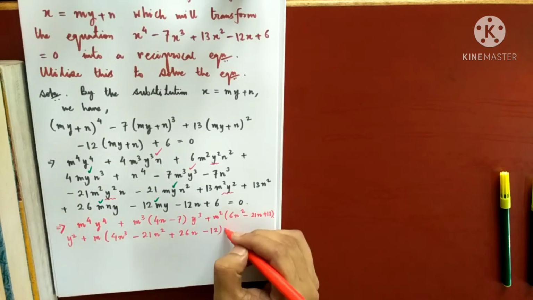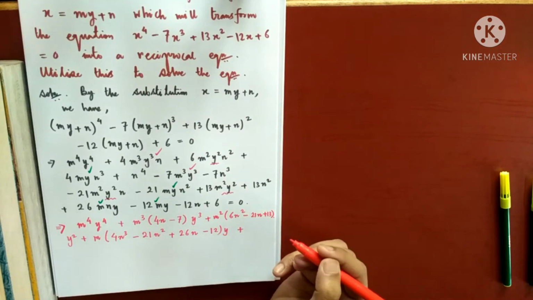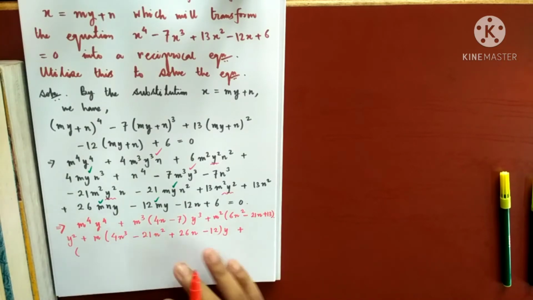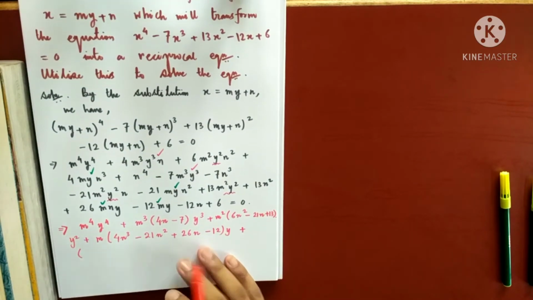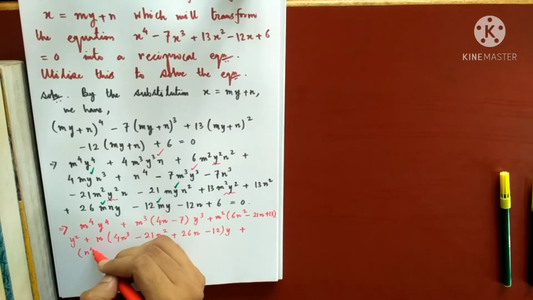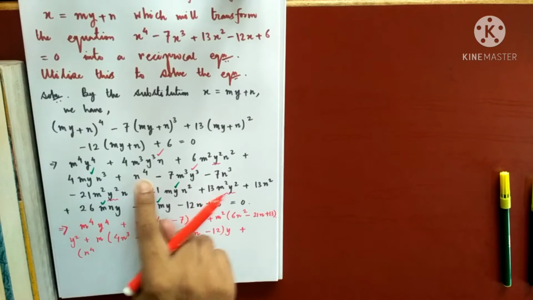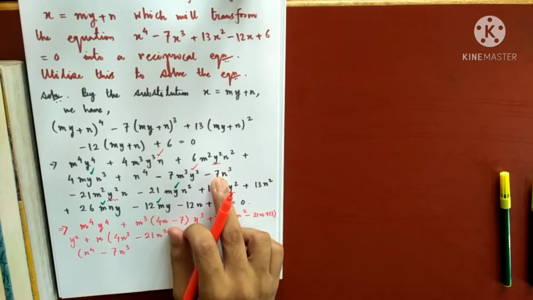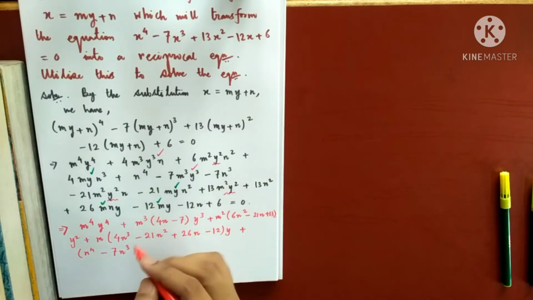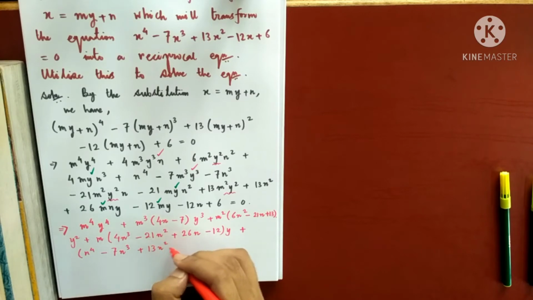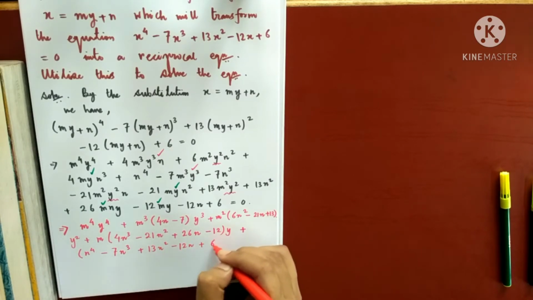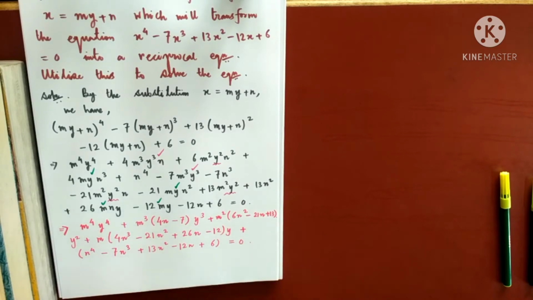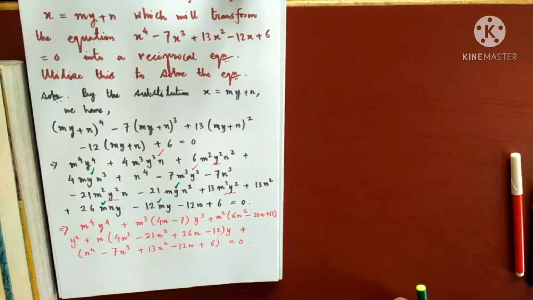So be very careful, and definitely y. And lastly, a constant. That means independent of y. And let's see what are the things independent of y. So independent of y is this, n to the power 4. Then minus 7n cube. Next, independent of y is this, plus 13n square minus 12n plus 6. So I have this equation in y, right? So I have arranged this in the decreasing powers of y.